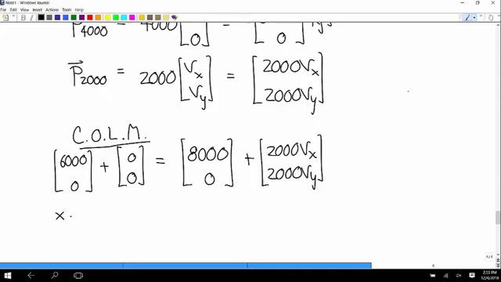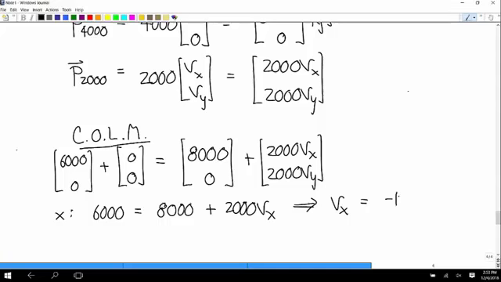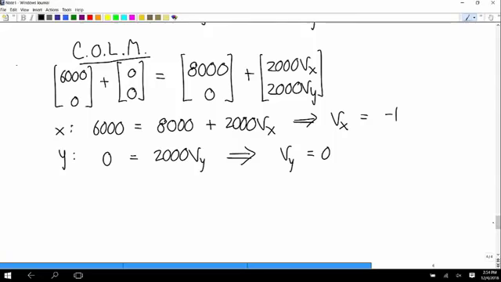You have two equations there. The x equation says 6,000 is equal to 8,000 plus 2,000 Vx. Solve for Vx, and you get -1. The y equation says 0 is equal to 2,000 Vy. So Vy is equal to 0. And so the velocity of the 2,000 kilogram train car after the collision is -1 for the x component, 0 for the y component.